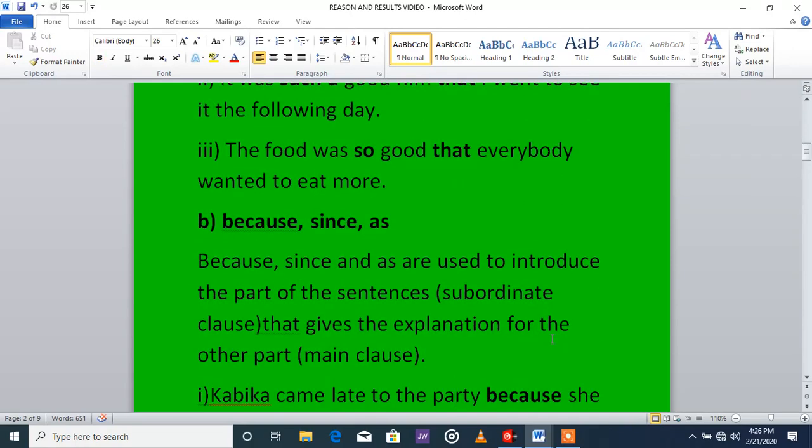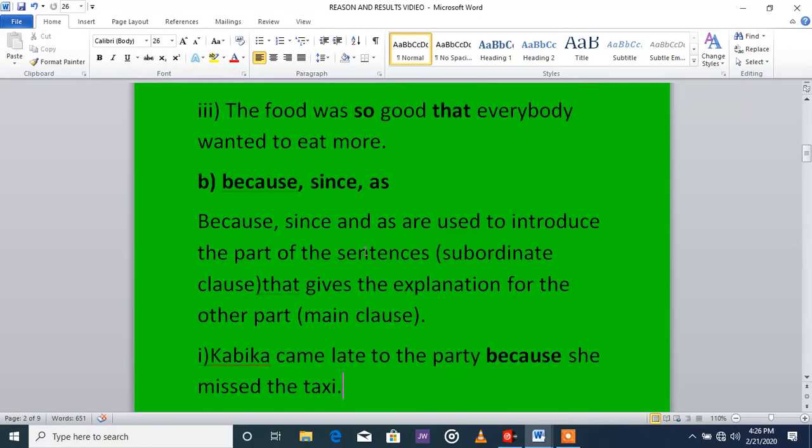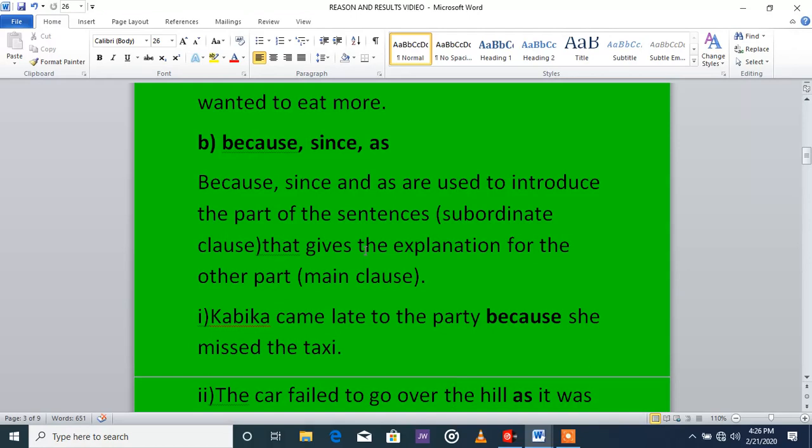The number 3 example is how we use so that. The food was so good that everybody wanted to eat more. So this is how we can use the word so that; so goes with that. Then, to hurry up, let's look at how we use because, since, and as.